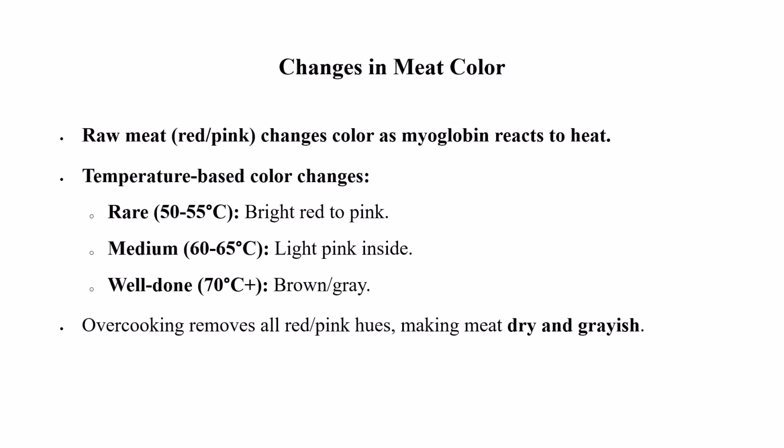Changes in meat color. Raw meat changes color as it cooks due to the reaction of myoglobin with heat. The color changes from red to pink to brown as the meat cooks from rare to well done. Overcooking removes all red hues, making the meat appear dry and grayish.